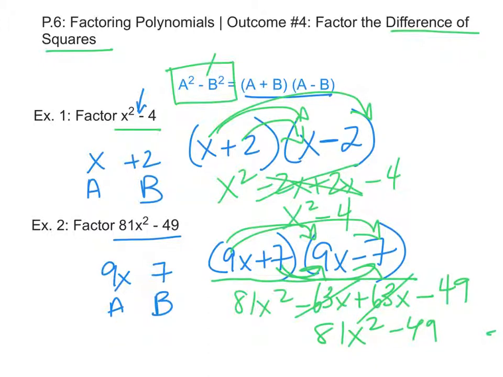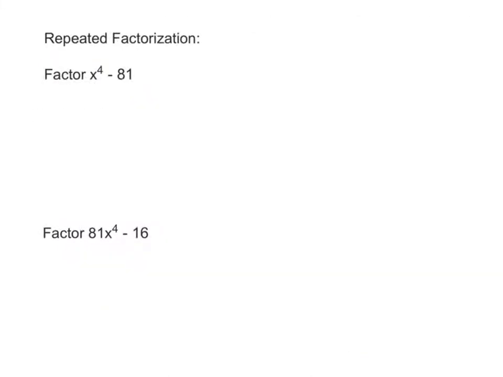So again, if you are able to identify the polynomial as the difference of squares, then the fastest way to factor is by using this strategy of a plus b, a minus b, and using that. Now, this concept leads us to the idea of repeated factorization.